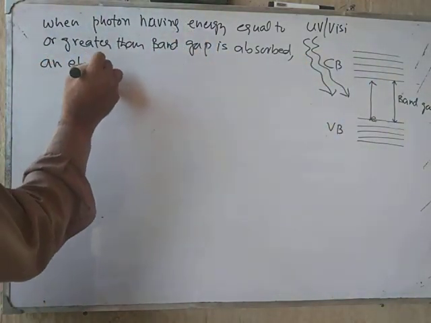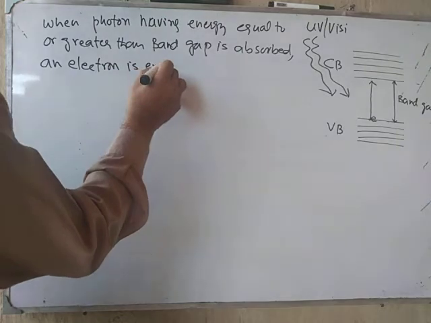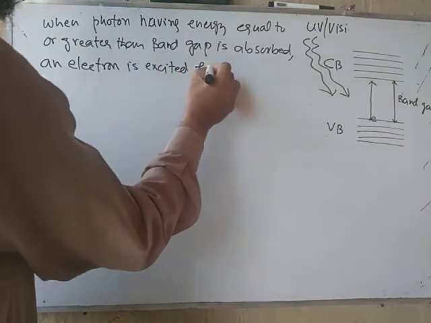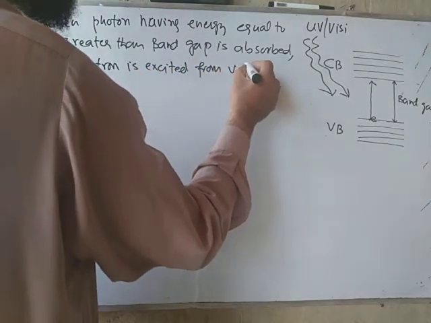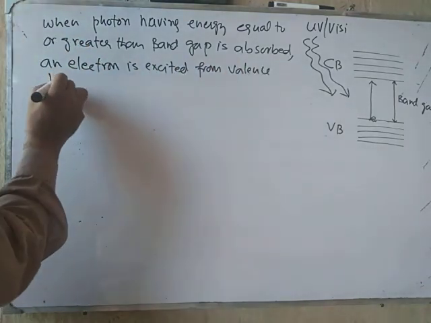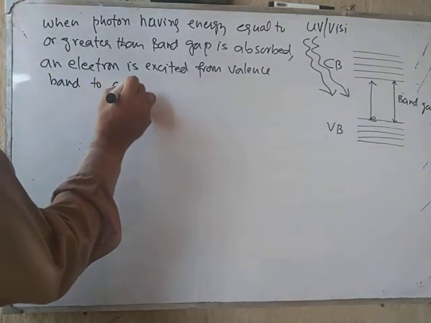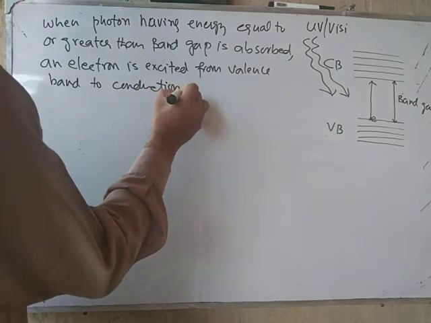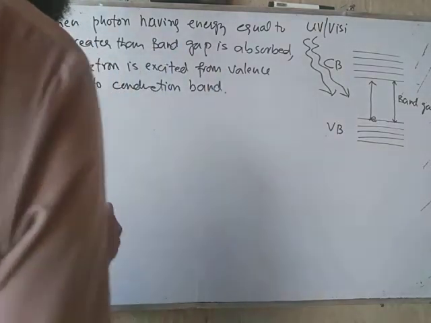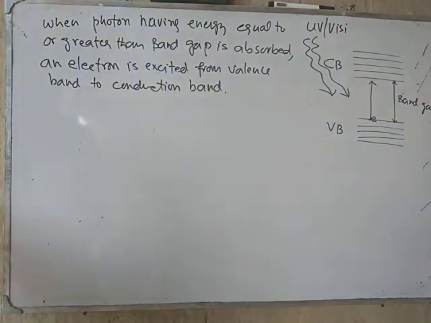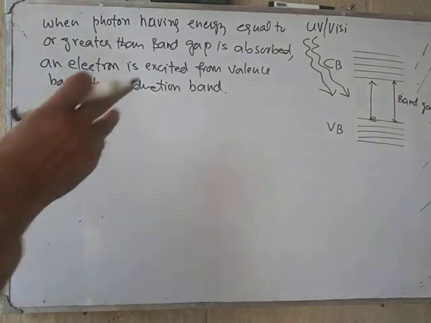An electron is excited from valence band to conduction band. Result क्या होगा? As a result, it generates a positive hole in the valence band.